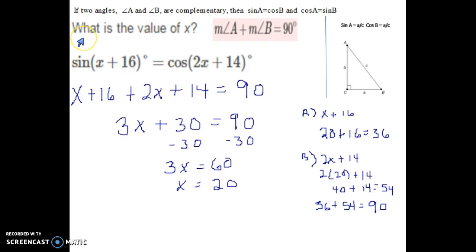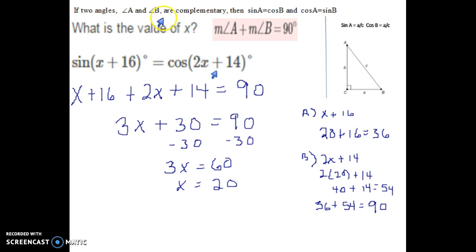All right, this is 4.05, your constructed response. Remember, for your constructed responses, you do need to show your work to get full credit. So this is showing you exactly what you need to do. They ask you for the value of x, and they give you an equation for the sine and say that it's equal to the cosine of this equation.